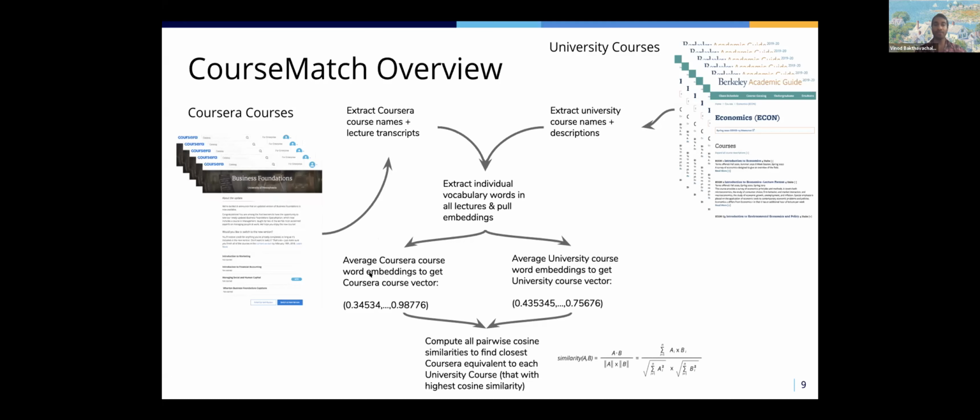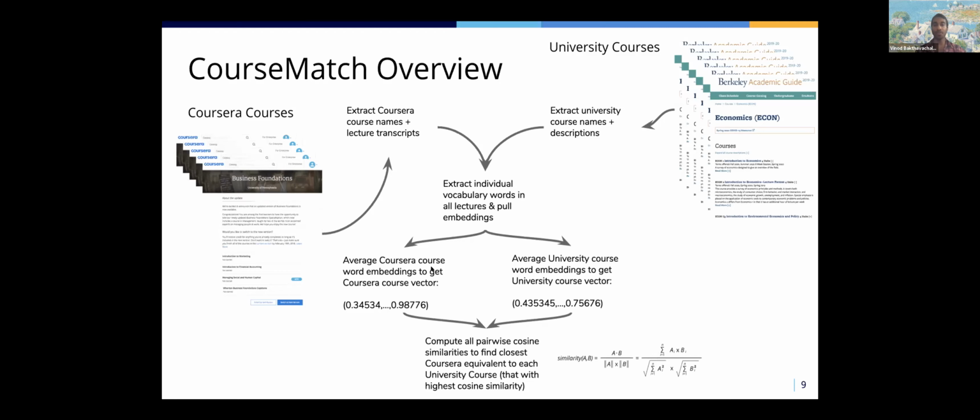And then we can average the word embeddings to get a vector at the course level. And this vector at the course level captures something about the meaning and subject area and skills and all these other aspects taught in the course. And then we do the same thing with the university courses. So we take the university course names, university course descriptions, and even university syllabi when we do have them. And then we again extract the individual vocabulary words, and then we pull the embeddings for those individual vocabulary words. And then we average all those together to get a university course level embedding.